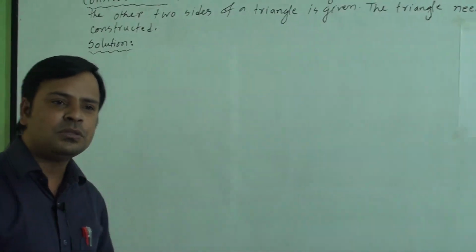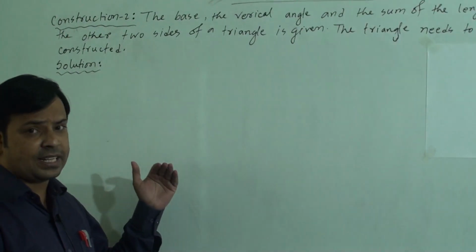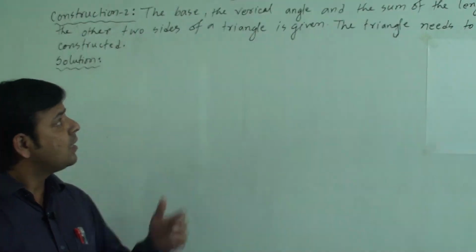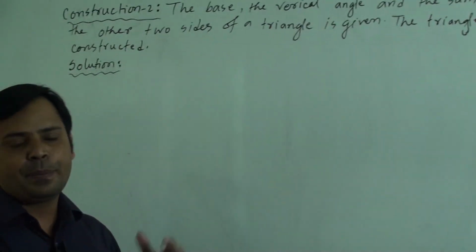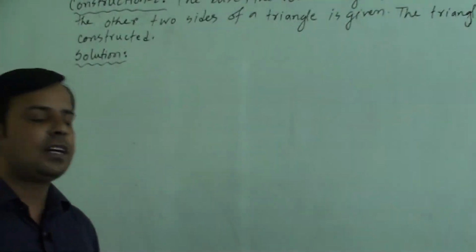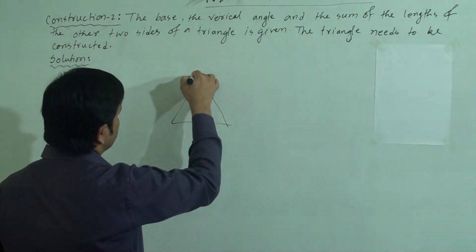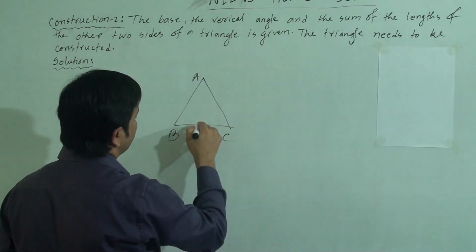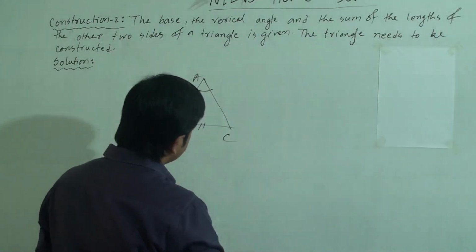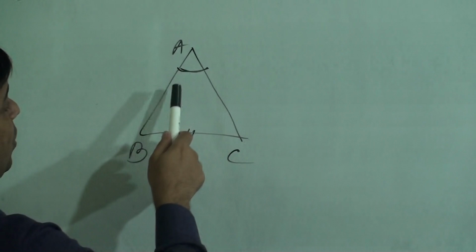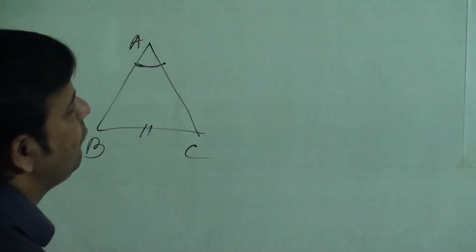Dear students, we know the side opposite to the vertical angle is known as the base. So we can say the vertical angle means the angle opposite to the base. If you consider this is triangle ABC, and BC is the base, then angle A will be the vertical angle. So the vertical angle will be the opposite angle of the base.